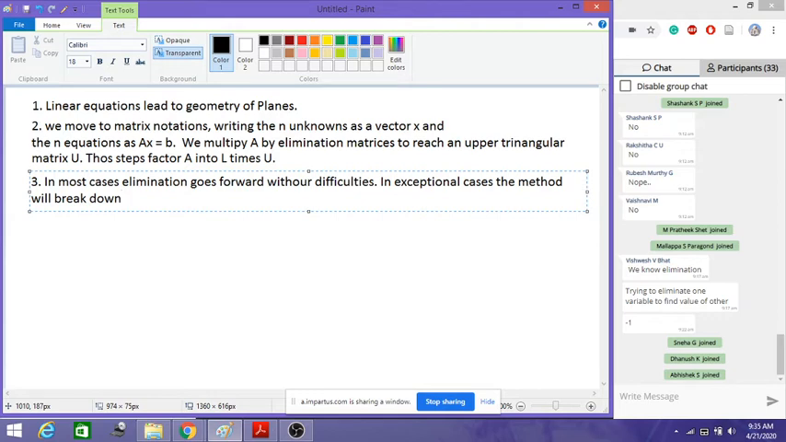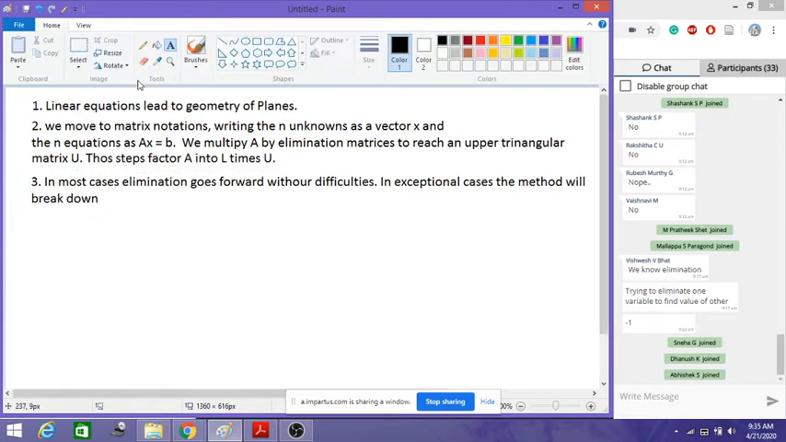For example, if we take the same example as before, that is 1x plus 2y equal to 3, and we had one more equation, that is 4x plus 5y equal to 6. Now here in the second equation, if this coefficient 5 is replaced by 8, then what happens?